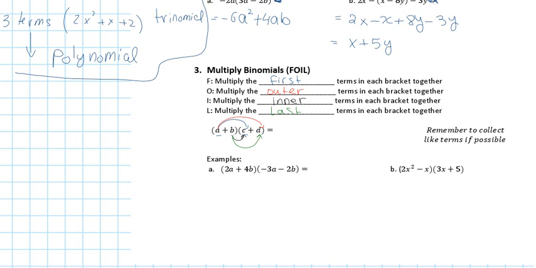So as long as you remember that you're going to have to multiply the first term by both terms and the second term by both terms. So let's see what that gives. A times C is AC. A times D. B times C. And then B times D.